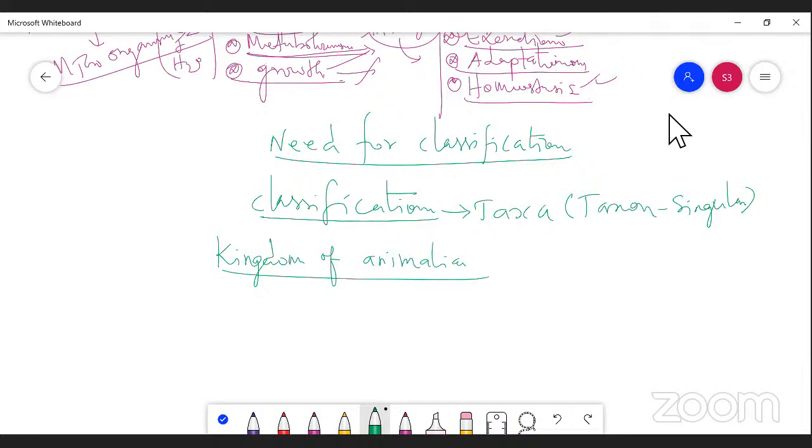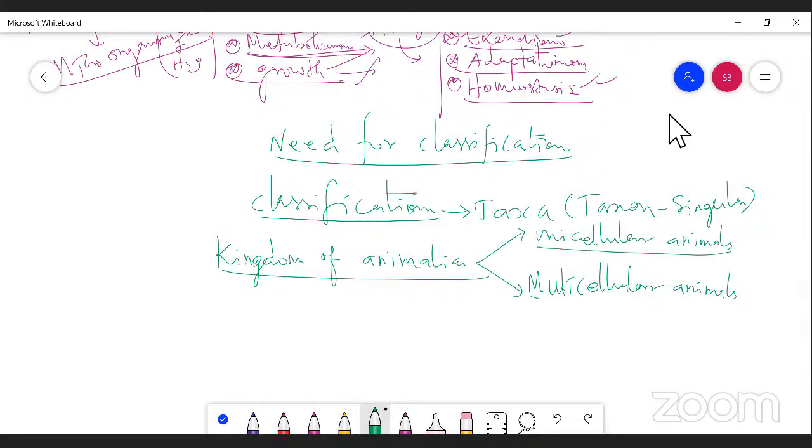In the kingdom Animalia, animals are classified in two categories. One is the unicellular animals. The second is multicellular animals. Unicellular animals we cannot classify further because it is only one category. It's a protozoan. What is a protozoan? It is a unicellular animal, right?